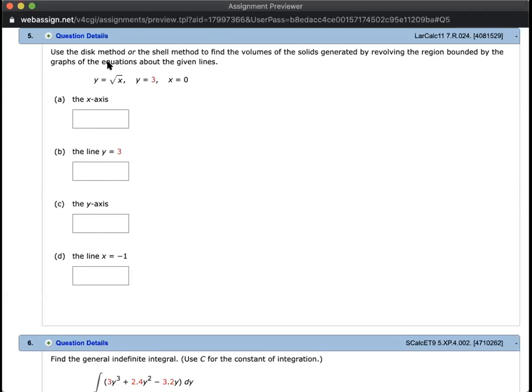So again, the directions, I didn't write those down. I wrote this stuff down on my iPad. I want to share it here in just a second. But it says use the disk method or the shell method to find the volumes of the solids generated by revolving the region bounded by the graphs of these equations about these given lines. So let's look at that and review what we're doing here.